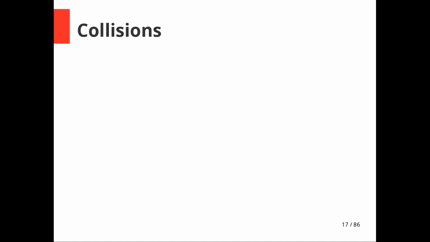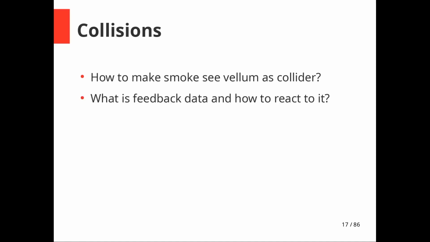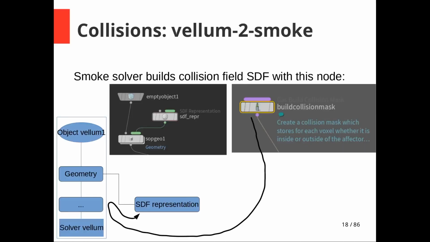Now that we have figured out the mechanism, two questions are left. How to make smoke see vellum as collider? What is feedback data? And how does the smoke solver create it? And how can vellum react to it? The smoke solver uses the build collision mask node that looks for an SDF representation of the collision object's geometries. By default, it will look at geometry data on the vellum object, looking for SDF representation subdata on that geometry. If it doesn't find one, it will actually create a default one, but it will not be very good or controllable at all. Therefore, we attach our own SDF representation data onto the vellum geometry.